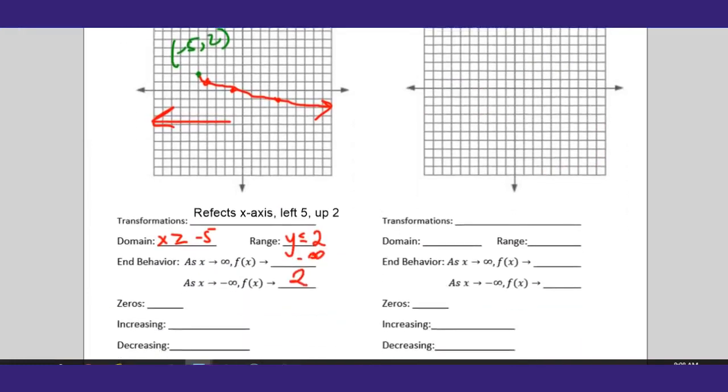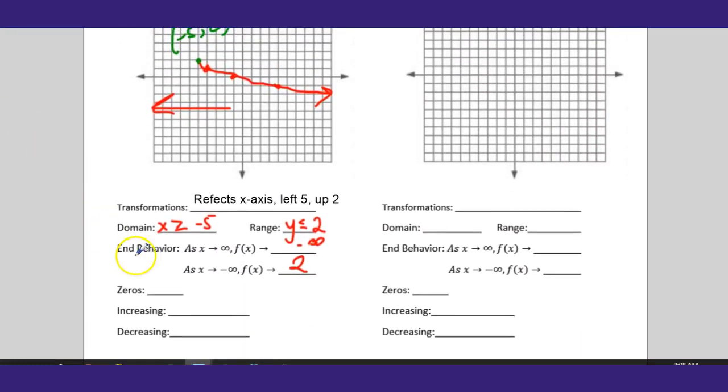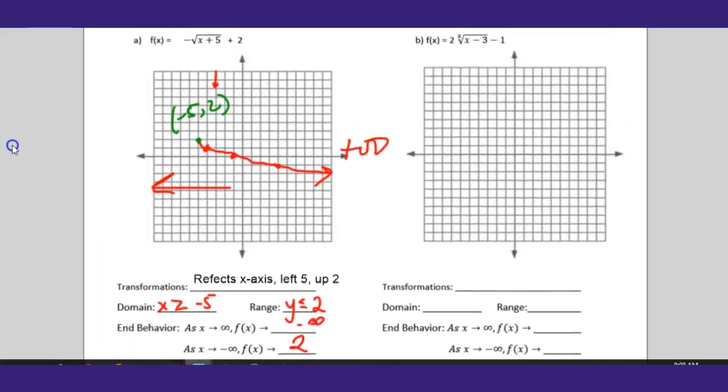Zeros. We had our zero, x is equal to -1. We saw that on our graph. And then clearly you can see that this graph is decreasing. So we're going to say decreasing from what x value, -5, to, and it just decreases to the right, positive infinity. All right, so it decreases to positive infinity. The video ran over my 15-minute mark, so I'm going to stop right here.